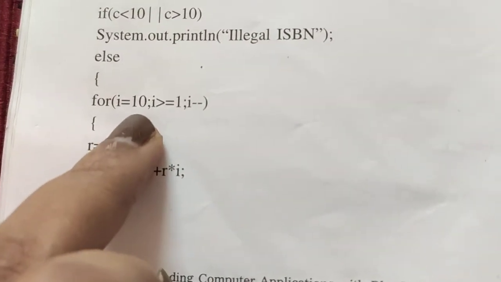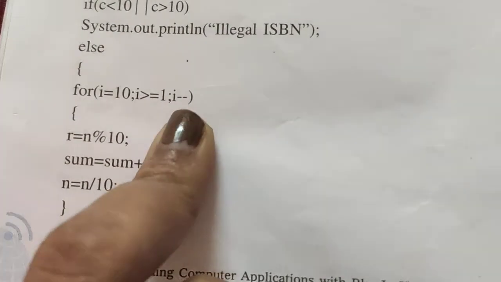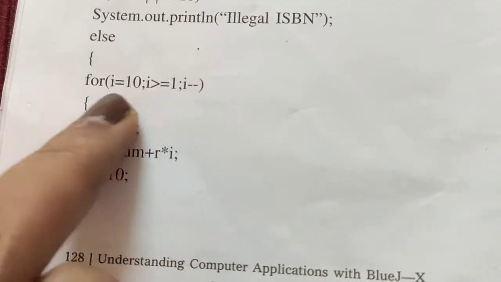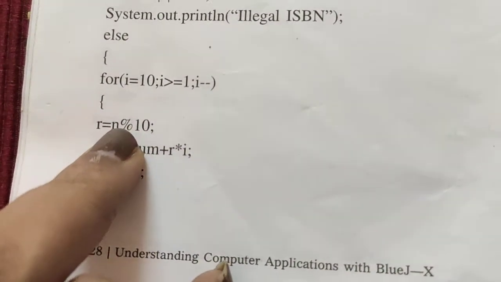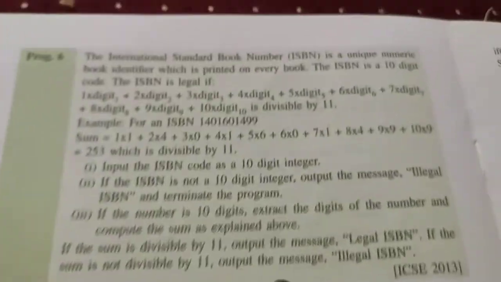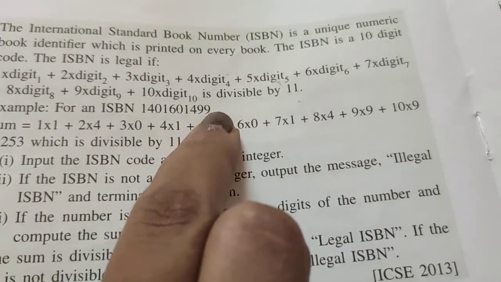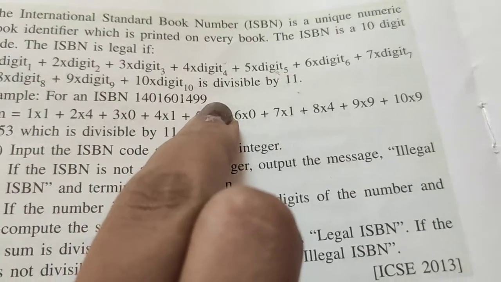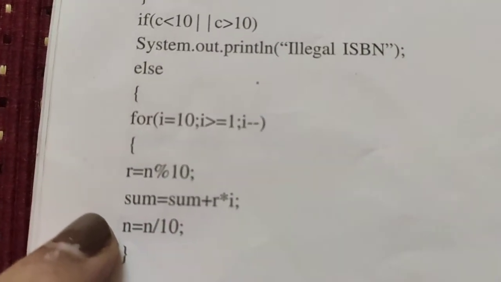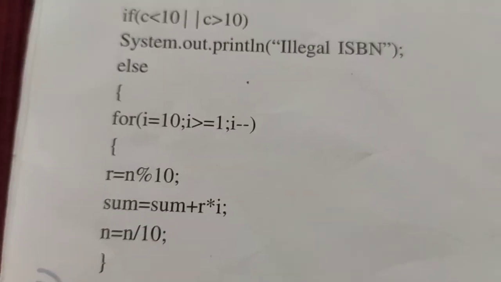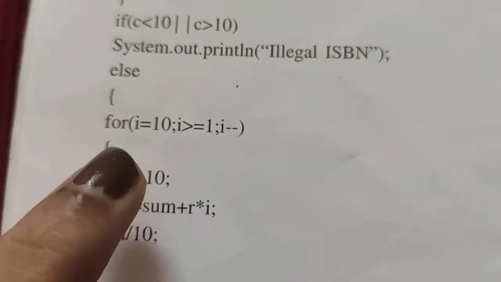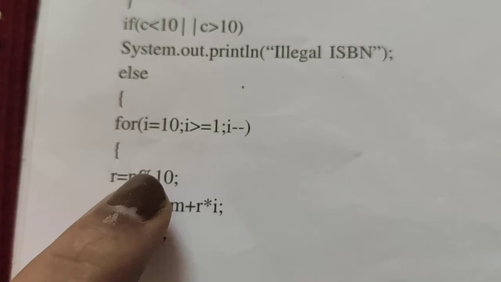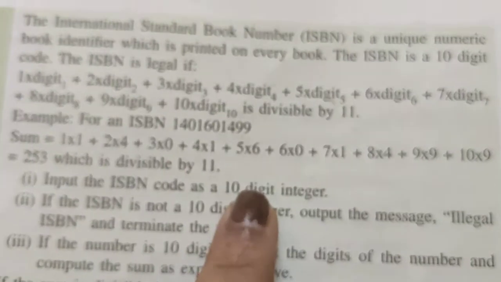For i equal to 10, i greater than or equal to 1, i minus minus they have given. Okay, the reason for this I will tell you. r is equal to n mod 10. So if you give this number mod 10, you will get the first digit, that is the ones place digit, in r. And sum is equal to sum plus r into i, because the rightmost number, that is the last number, is being multiplied by 10.